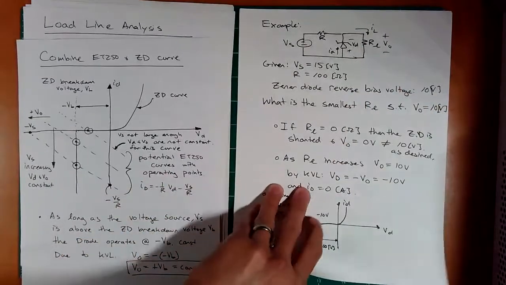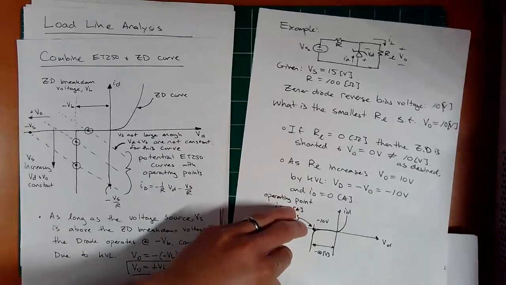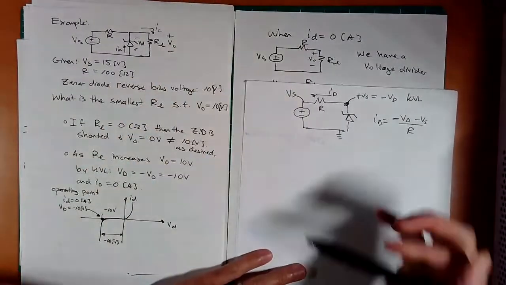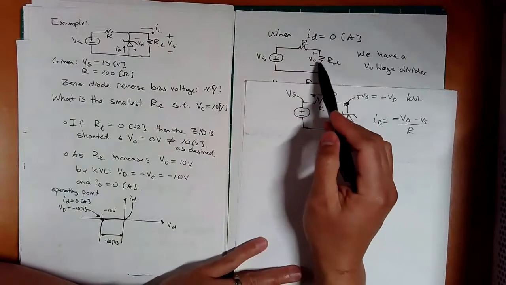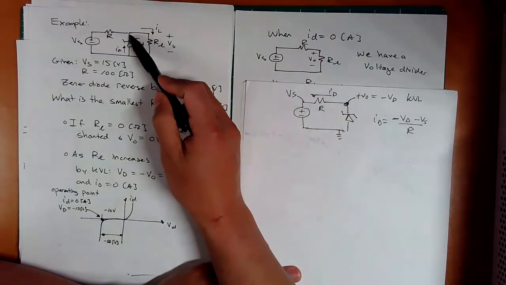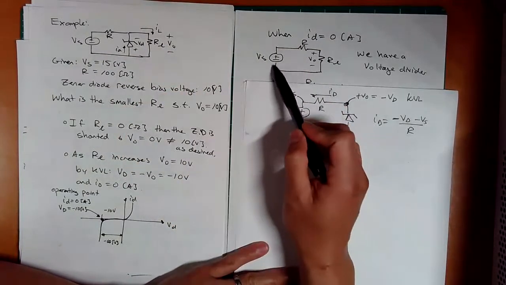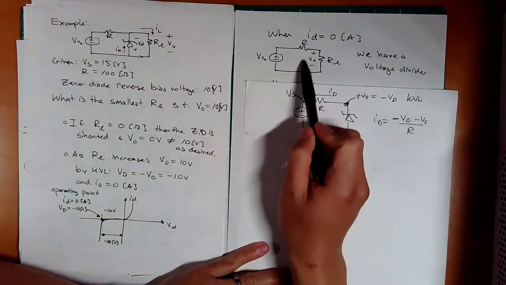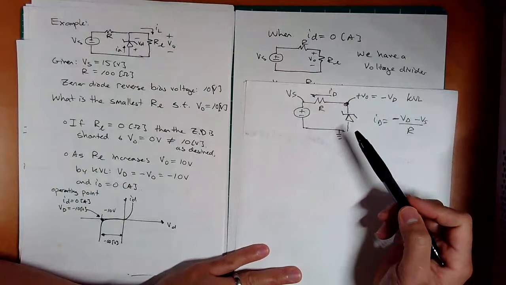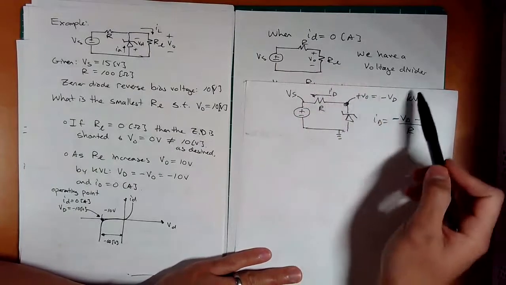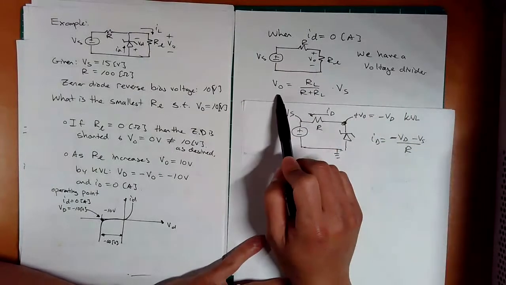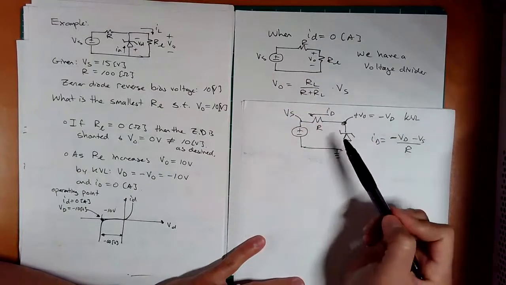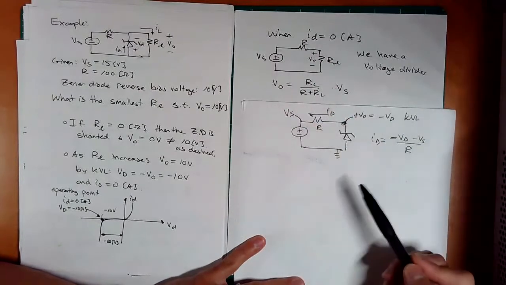Let's keep going. How would we find that? At that magical point, we can make an assumption. If there's no current flowing through this diode, then we have a very simple situation. We have R, RL, and VS. I actually took the Zener diode out. Now we can go back to our ET250 analysis. We have a voltage divider, simple. So what is the voltage divider? V naught equals RL over R plus RL times VS. And I have a positive because positive and positive, good.